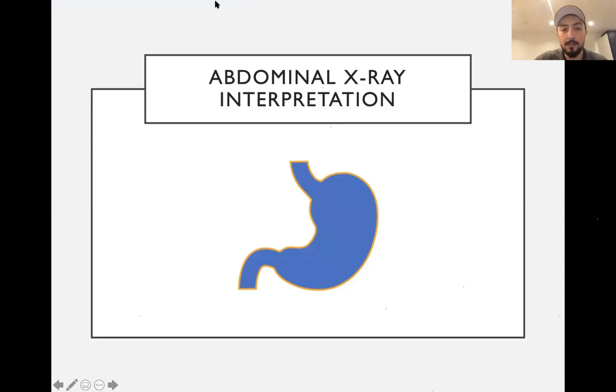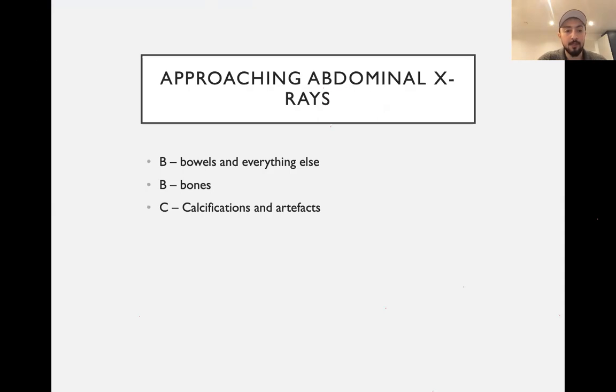Moving on to abdominal X-ray. It's slightly different to analyze them. We use another system, but it's a bit simpler and smaller than the chest X-rays. We use a system called BBC. The first B stands for bowels and everything else, the second B stands for bones, and C stands for calcification and artifacts. First thing we look at is the bowels. Obviously, that's the main thing we want to check on and interpret. And then the bones around the bowels.